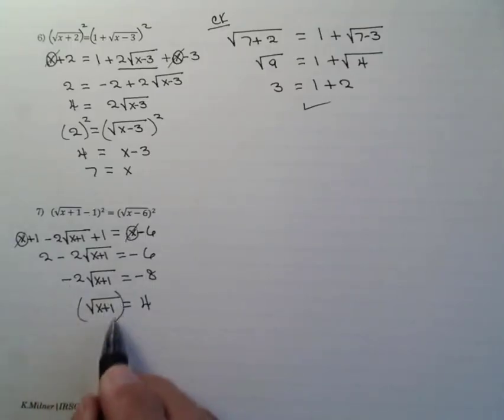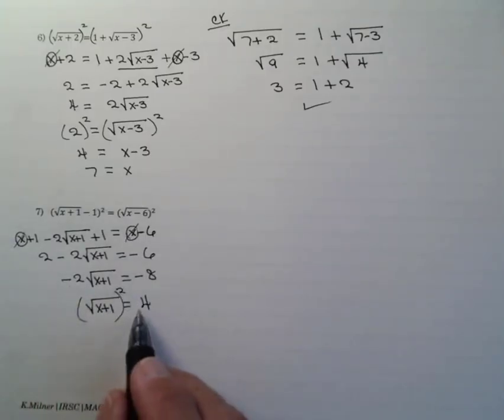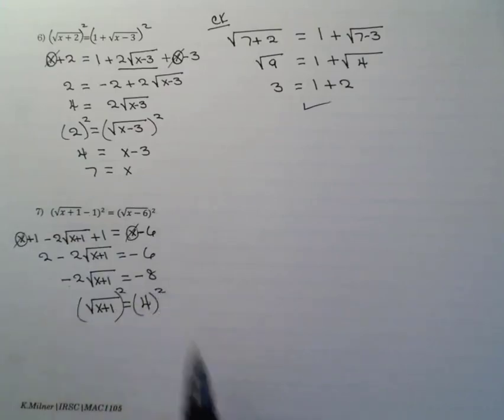I have a radical over here. I can get rid of that square root by squaring it. I have to square both sides. So what do I have? x plus 1 is equal to 16. And when I subtract 1 from both sides, I have x is equal to 15.